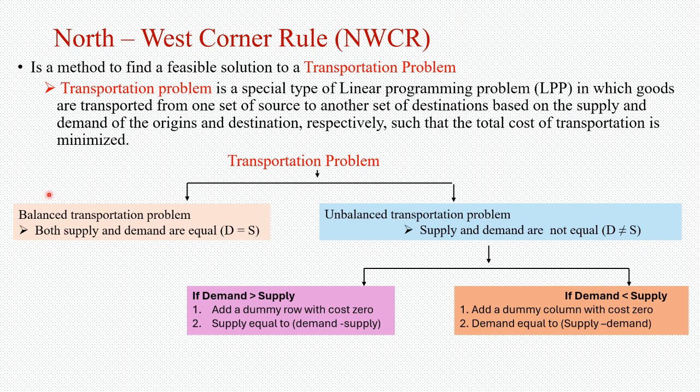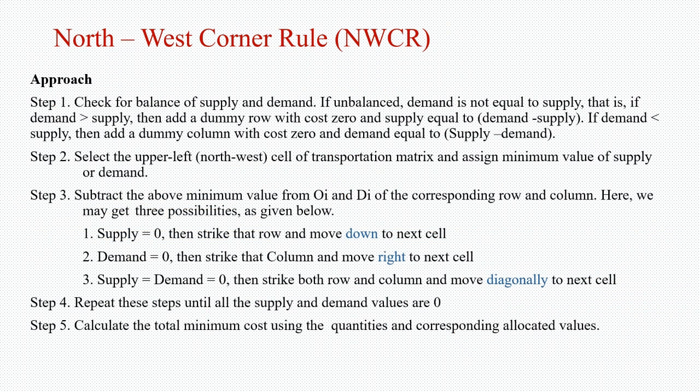Transportation problems are of two types. Balanced transportation problem, where both supply and demand are equal. Unbalanced transportation problem, where supply and demand are not equal. In this case, it has to be converted into balanced format by adding a dummy column or row. If demand is more than supply, then add a dummy row with cost 0 and supply equal to demand minus supply. If demand is less than supply, then add a dummy column with cost 0 and demand equal to supply minus demand.